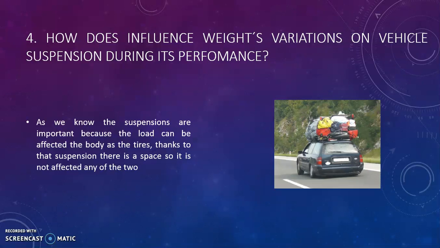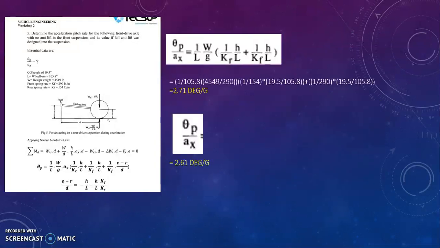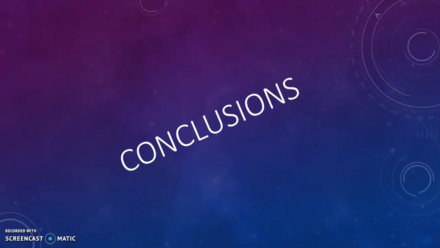Number 4. How do inflation and weight variations affect the vehicle suspension during its performance? As we know, the suspension is important because the load can be affected, avoiding the tires. Thanks to the suspension there is a space so it does not affect either of the two. Exercise. The result is 2.61 G.